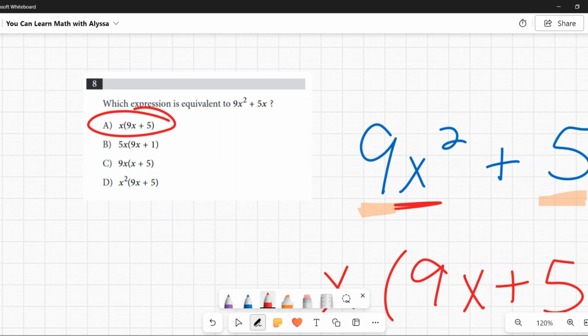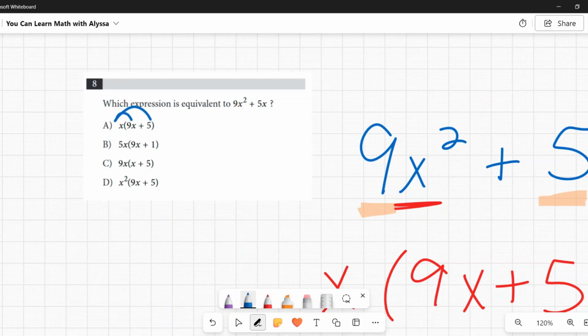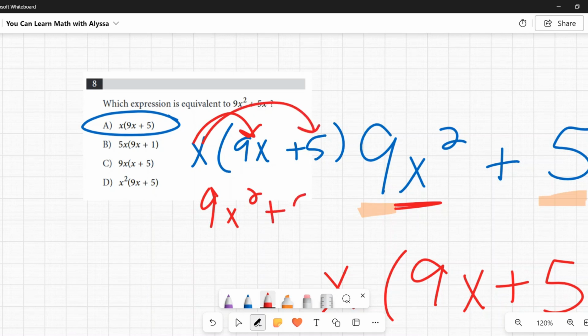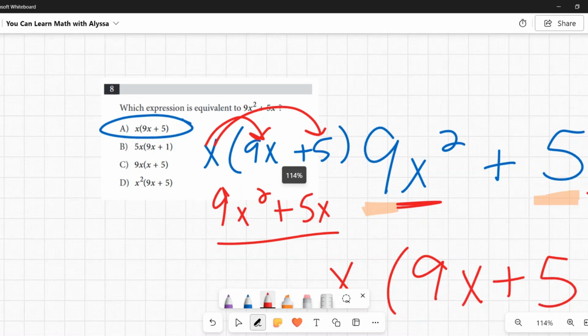If you're having problems pulling out the greatest common factor, something else you can do is look at these options, distribute, and see if it gets you back to that expression. That's a good way to check as well. So let's say you're going back through your work and seeing, did I pull out the greatest common factor right? I said it was A. Is that true? You can distribute this and go x times 9x is 9x squared. x times 5 is 5x. Yep, that's what I started with, and it's good. And then you know you've got it right, that it is A.